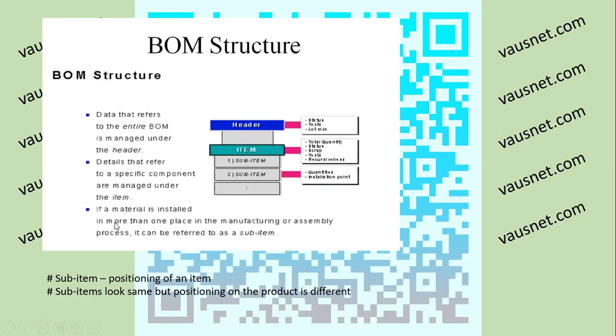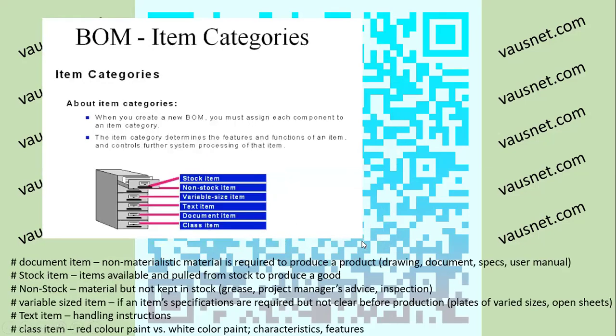A material installed in more than one place in a manufacturing assembly can be referred to as a sub item, like screws, bolts. Okay, that can be sub items. Or a carburetor is basically a part of the motor, so it can be a sub item of that main item. Some items look the same, but the positioning on the product is different, like bolts are required to fix the seat, the speedometer, the handle. So the sub items can be categorized in that way.